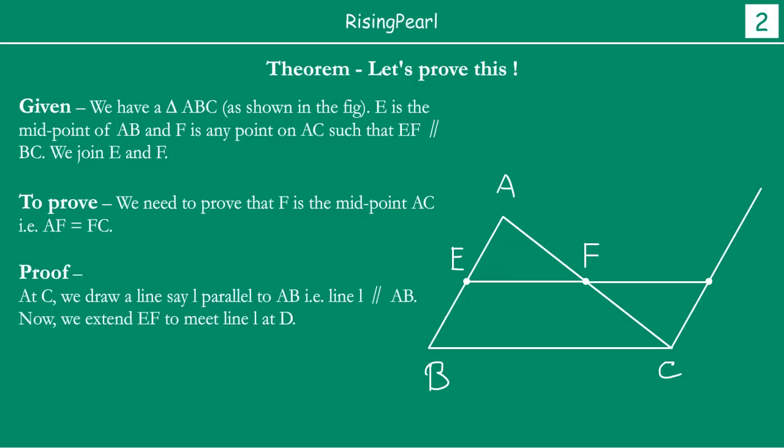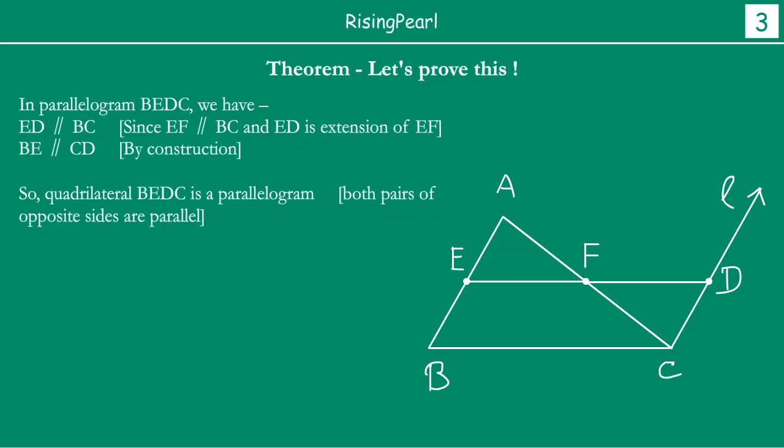Now friends, we do a very important construction like we have done in the last presentation, last webisode. So at point C, we draw a line L such that this line is parallel to AB, right? And then we extend EF to intersect line L at, let us call this point D. Because EF is a straight line, if you extend it, eventually this will intersect line L. Let us call that point of intersection D, right? So this is what we have as per our construction.